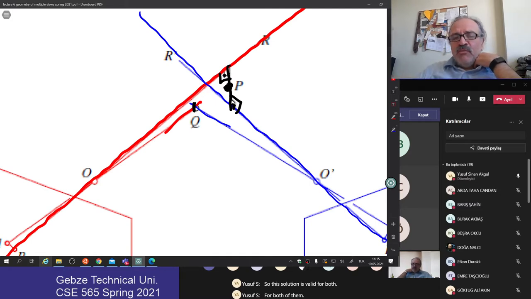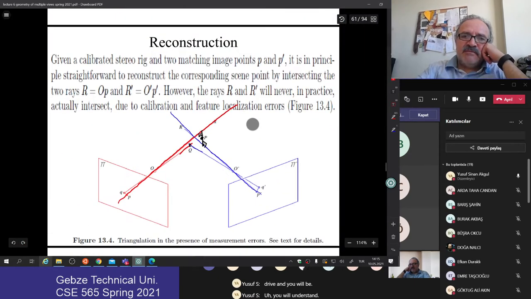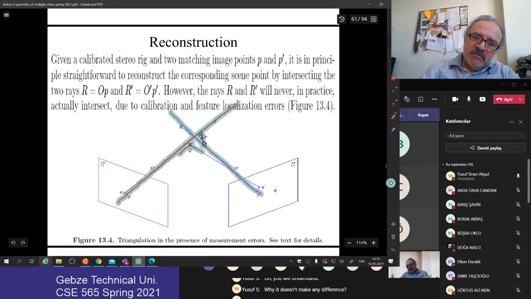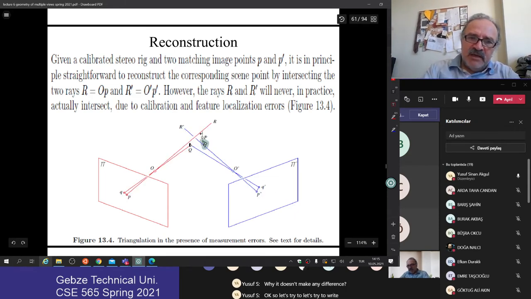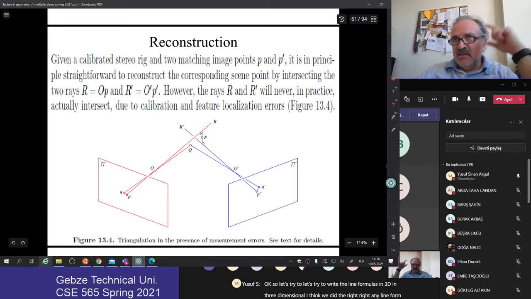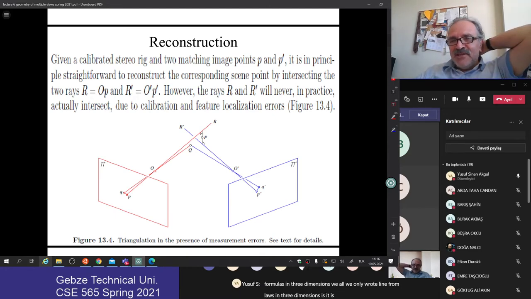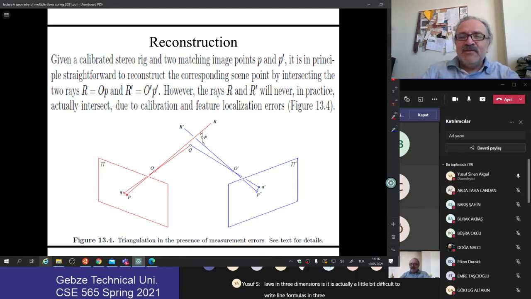Let me show you the formulation that I'm going to derive, and you will understand why it doesn't make any difference. Okay, so let's try to write the line formulas in 3D, in three dimensions. I think we didn't write any line formulas in three dimensions. It is actually a little bit difficult to write line formulas in three dimensions, right? So what is this line?